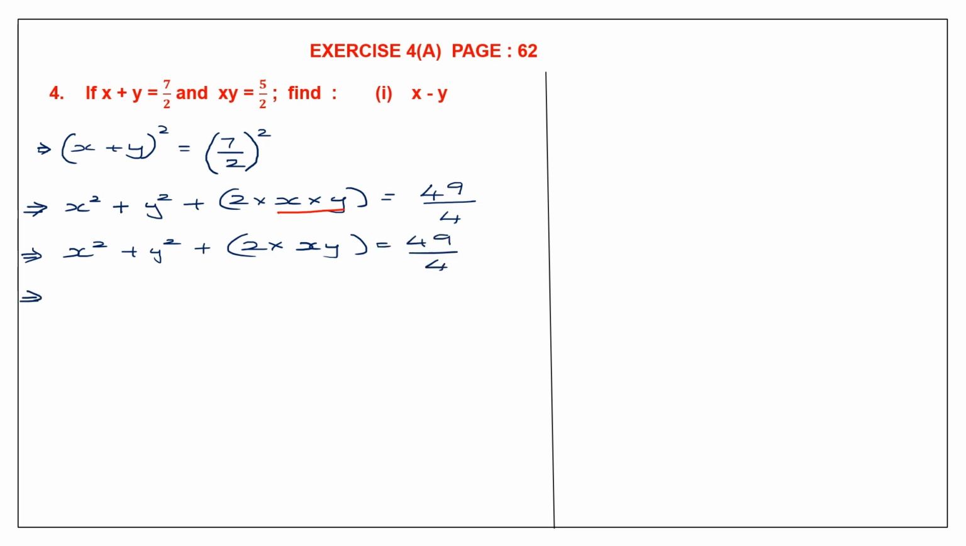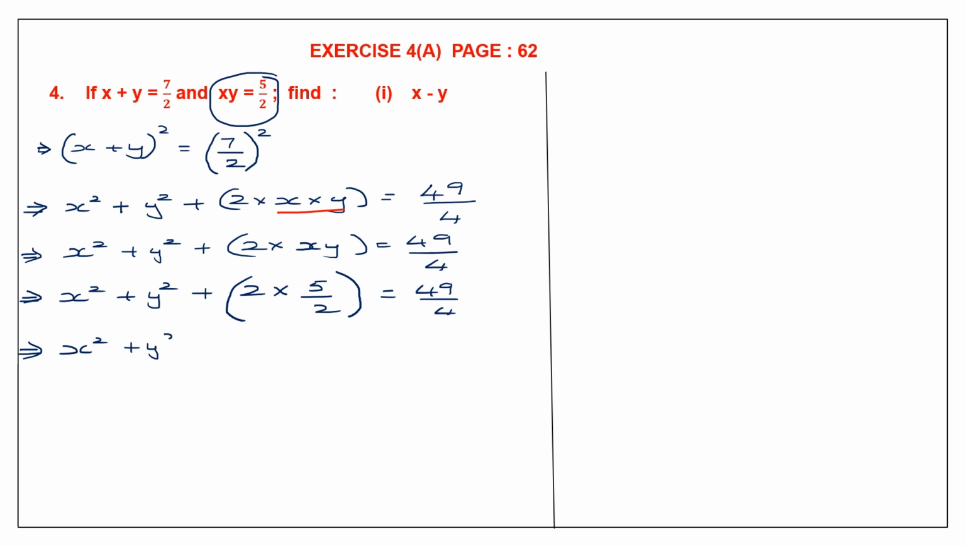Now let's continue. This is x square plus y square plus, now 2 into xy is also given to us in the question. We are told xy is 5 by 2. So that is 2 into 5 by 2. We have substituted for xy. So now we have 49 by 4. Again we'll continue. Here we have x square plus y square plus, inside the brackets, 2 into 5 by 2. Since it's multiplication we can cancel the 2's. So cancel this 2 and this 2. We just have 5. So plus 5 is equal to 49 by 4.